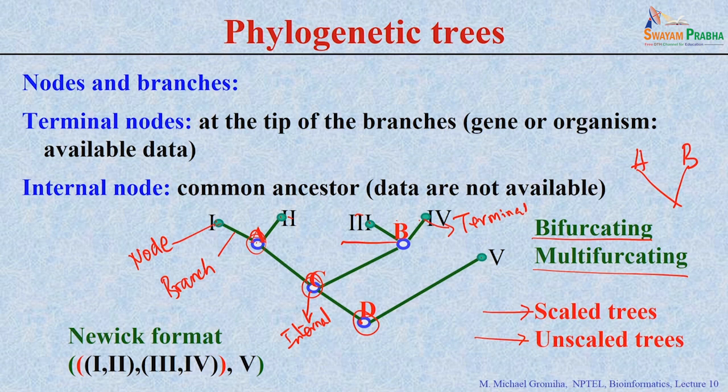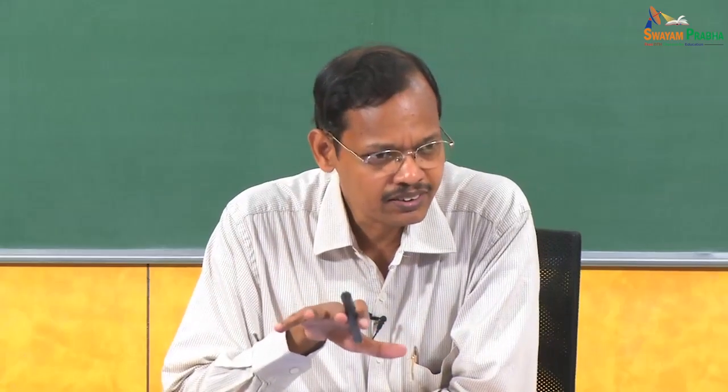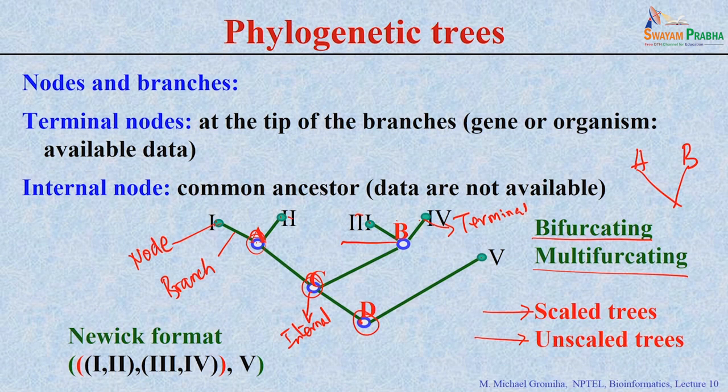So, now if you have a tree, right, making long trees takes a lot of space. In this case, you can simplify the trees in the form of specific notation, like you can use parentheses. If you write the parentheses, this will tell you how the tree looks. And this format is called the Newick format. How to write this Newick format?